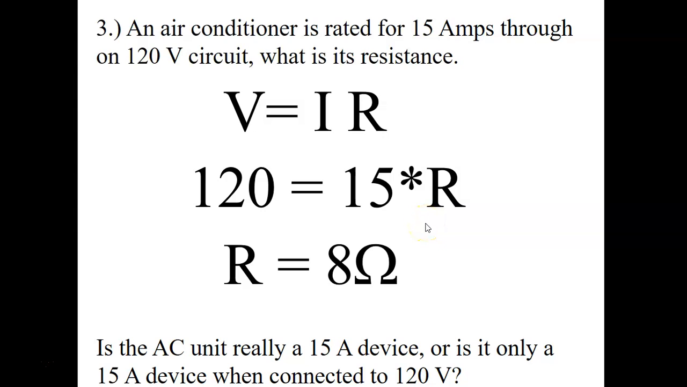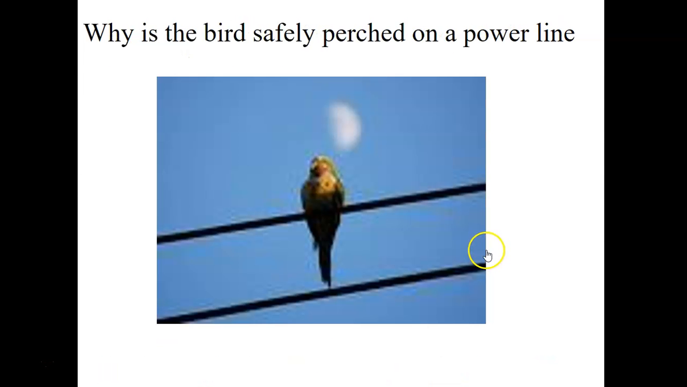Is this AC unit really a 15 amp device, or is it only a 15 amp device when connected to 120 volts? Well, it's really only a 15 amp device when it's connected to 120 volts. If I connect it to more or less voltage, I'm going to get more or less current flowing through it.